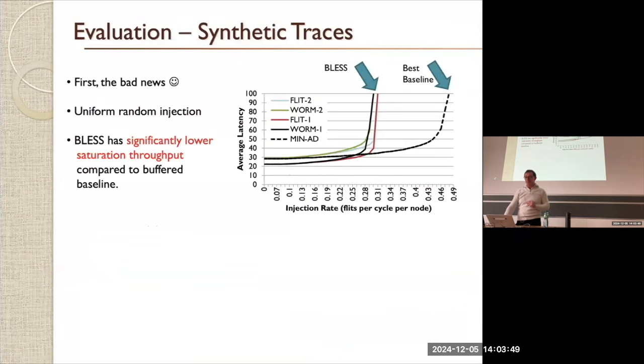Okay, so we did some evaluation, and this is with some synthetic traces, we get what we expect, meaning this is BLESS, and this is the best baseline with some good routing, minimal adaptive routing over here. For uniform random injection rates, you get significantly reduced throughput. This doesn't sound like good news, right? If you just look at synthetic traffic.